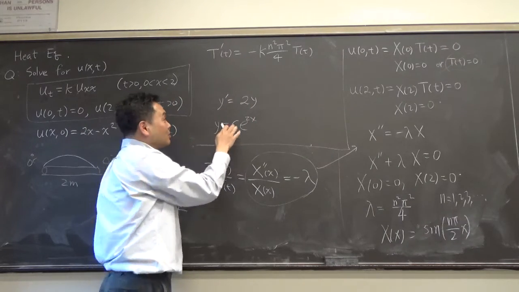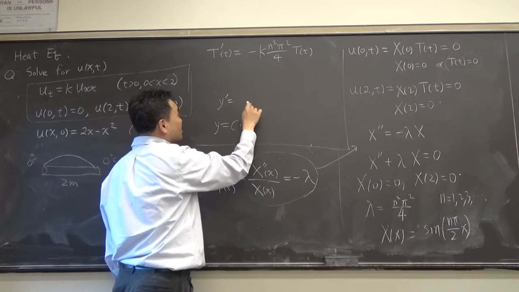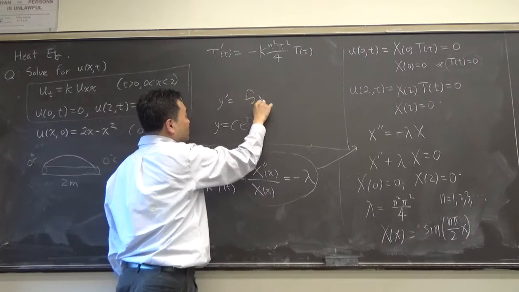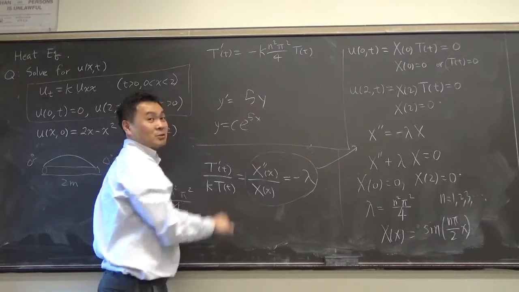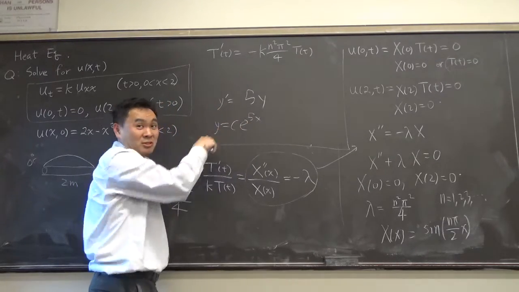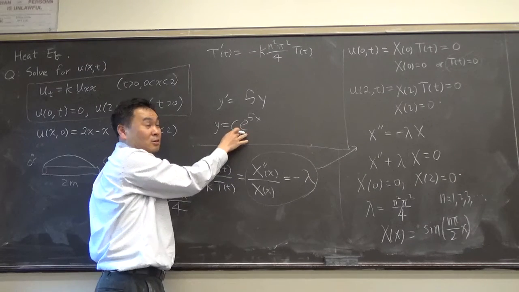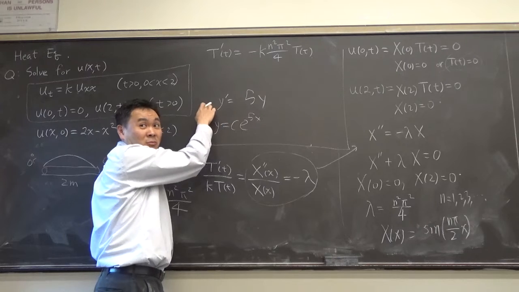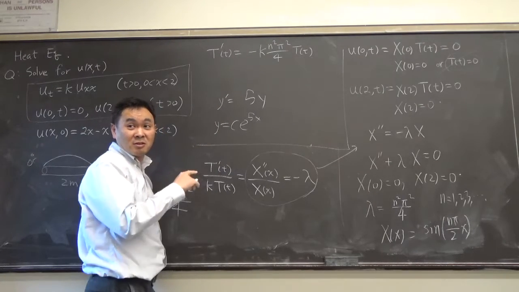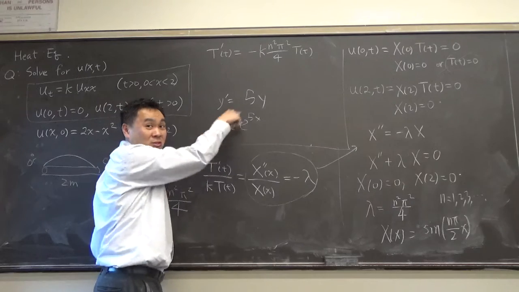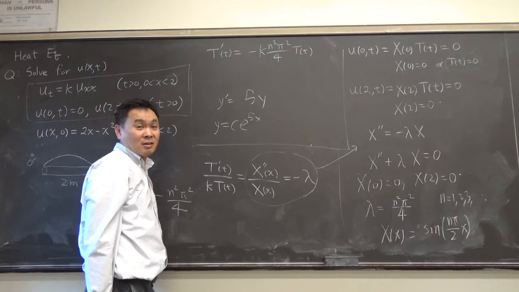If it's 5y, what's the solution? e to the 5x, right? Just plug it in, you see that it works. If you differentiate, the chain rule immediately pops up a 5, so the two sides will be equal. You see it? Just plug it in, you'll see that it works. Do you agree?